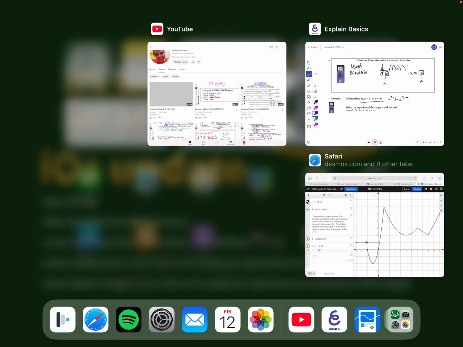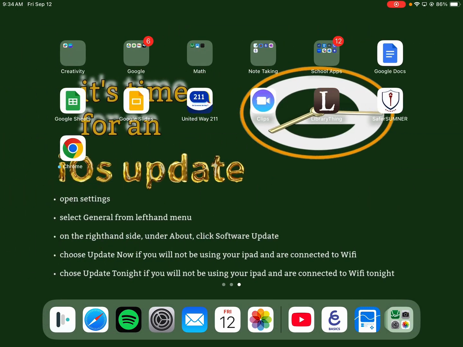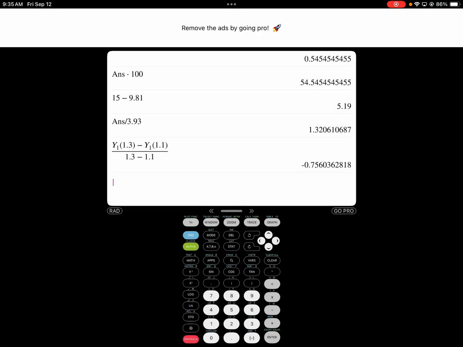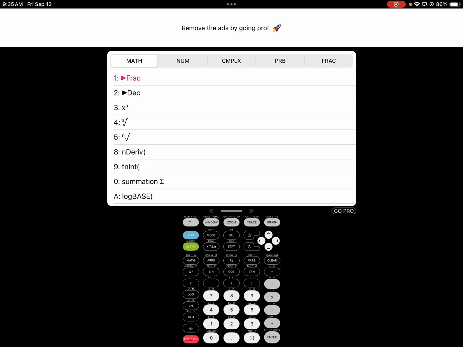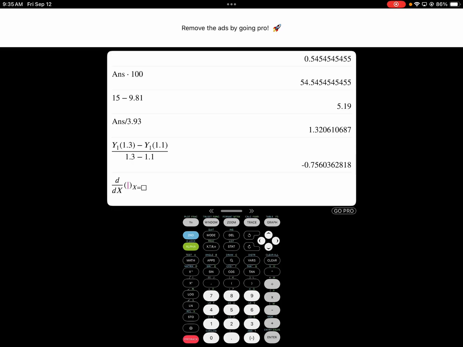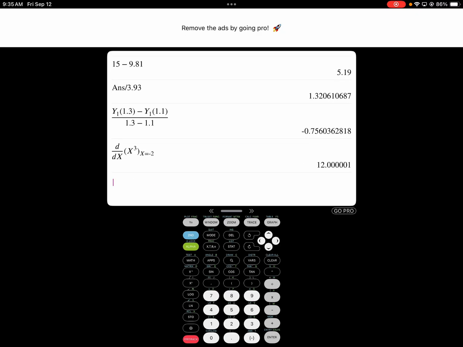I'm going to pick my calculator up and find it. You're going to do it on the home screen. So Math 8, which is nDeriv. Mine doesn't have the bar. Does yours have the bar? Okay, so my function was x cubed. So I'm just going to type that in there, x cubed at x equals -2, and I hit enter. Now mine says 12.00001. Guess what it is? It's 12.